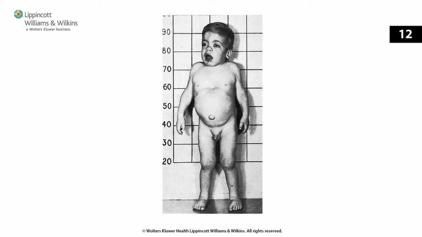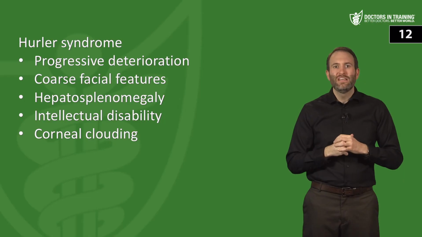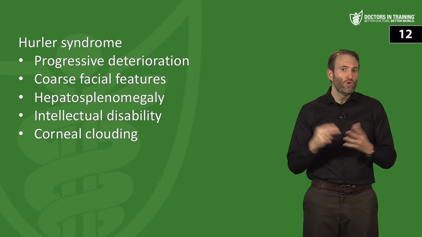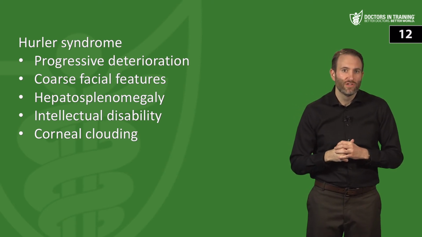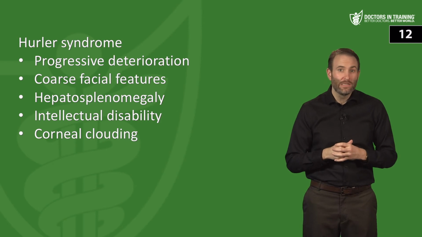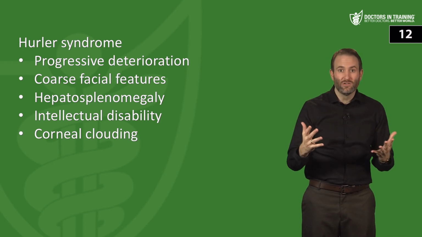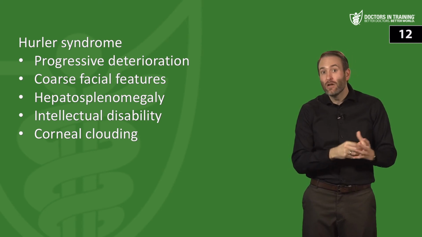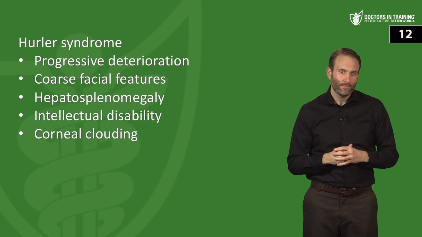pretty crude and somewhat cruel to describe people like this, but that kind of gives you an idea of coarse facial features and short stature. Now, these patients will also get corneal clouding, which will lead to vision loss. There are two lesser forms of Hurler syndrome, called Hurler-Scheie syndrome and then just Scheie syndrome. They have the same enzyme deficiency, and they tend to have a later onset of symptoms.